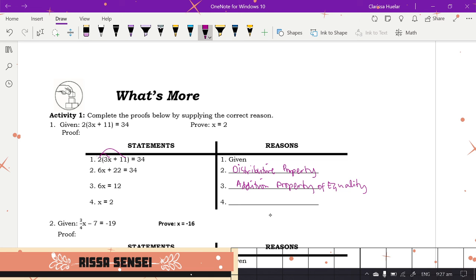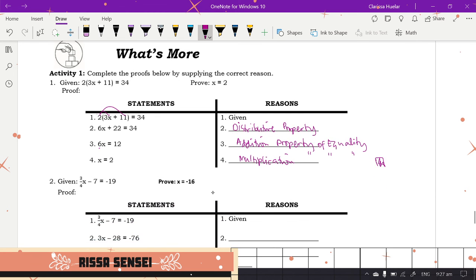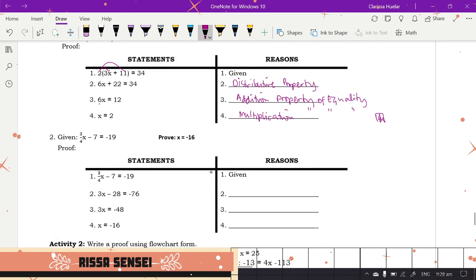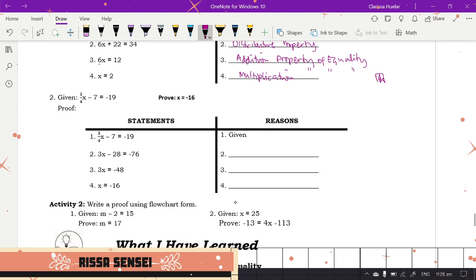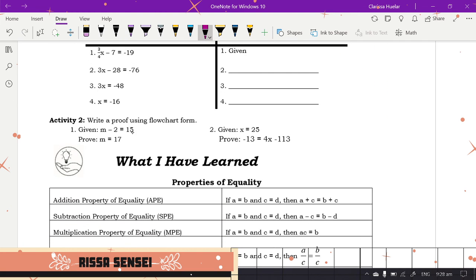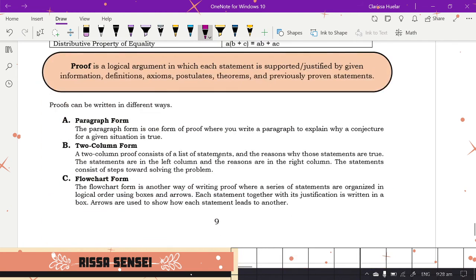Okay? Next, bakit kayo naging x equals 2? Pwede tayo mag-multiply both sides by the reciprocal of 6. And the reciprocal of 6 is 1 over 6. So, ano yung property na ginamit natin? We use multiplication property of equality. Okay? So, end of proof na yan. So, you may answer this as practice. Yan. So, pwede nung yan.